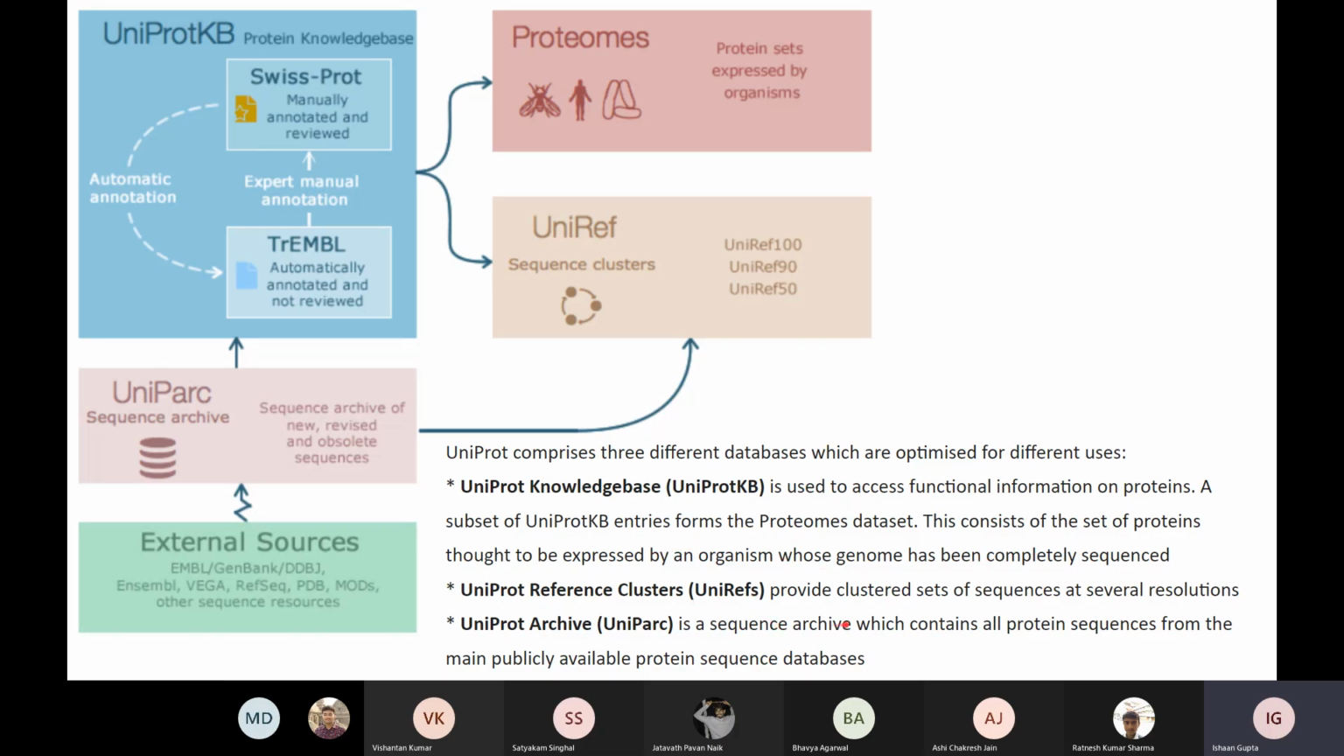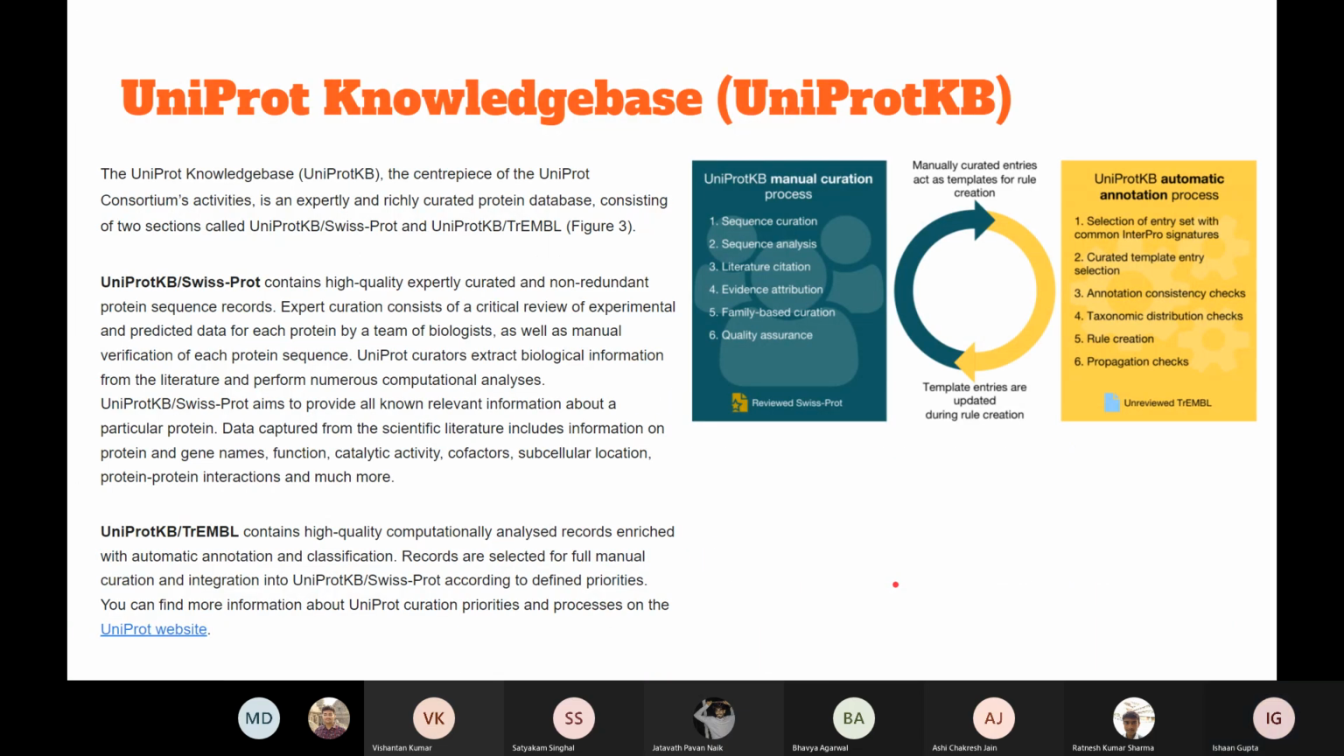You have UniProt clusters. It provides clusters of sequences, basically from related species at the protein level, not at the gene level. Earlier in Ensembl, when we were talking about orthologs, we were talking about orthologs at the level of genes, not at the level of protein sequence, amino acid sequence. This is more at the level of protein sequence. And then you have the UniProt archive or UniParc, which is basically storing all this information.